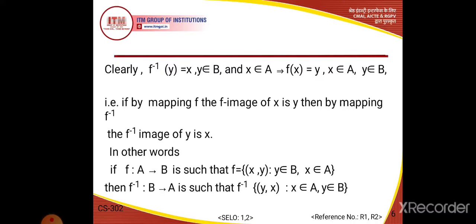In other words, we can also say, if f from A to B is a set of ordered pairs (x, y), where x belongs to capital A and y belongs to capital B, then f inverse from B to A is a collection of ordered pairs (y, x), such that x belongs to capital A and y belongs to capital B. So this is the definition of inverse function.